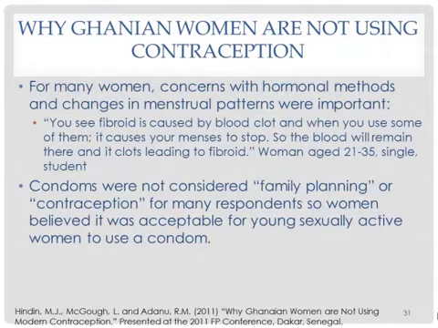For many women, concerns with hormonal methods and changes in menstrual patterns were important. And this one woman, a young woman who is single, said, "You see, fibroid is caused by blood clots. And when you use some of them, meaning contraceptive methods, it causes your menses to stop. So the blood will remain there and it clots, leading to a fibroid." This is one example. Women talked about getting tumors in their bodies from the menstrual blood that didn't leave. They talked about getting breast cancer from the blood that didn't leave.